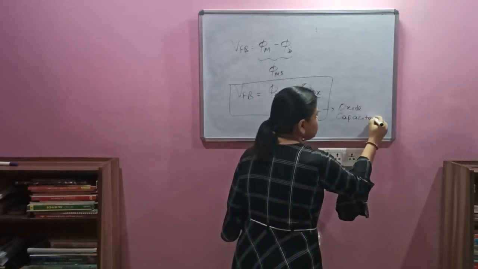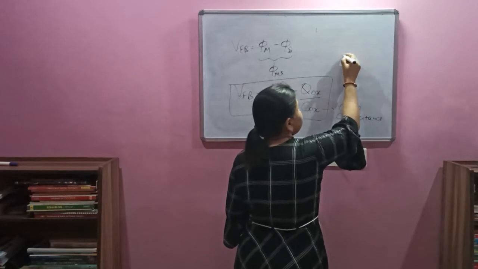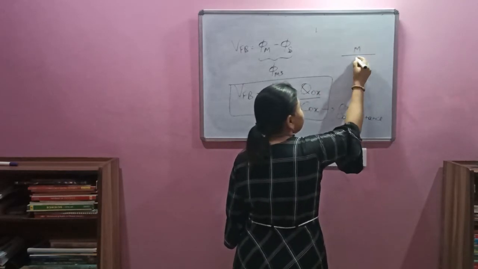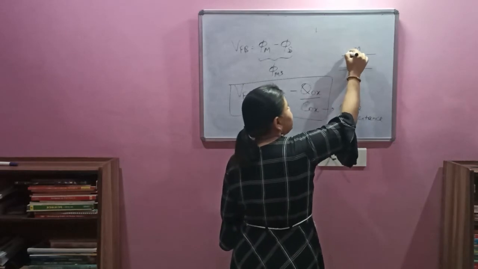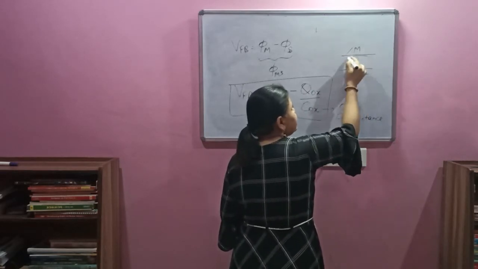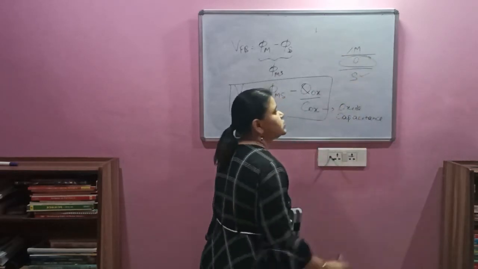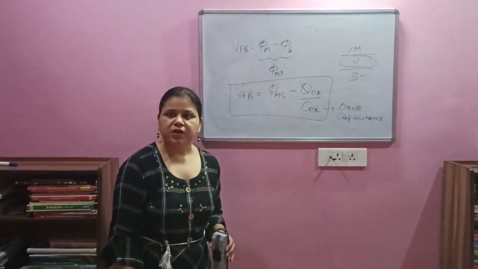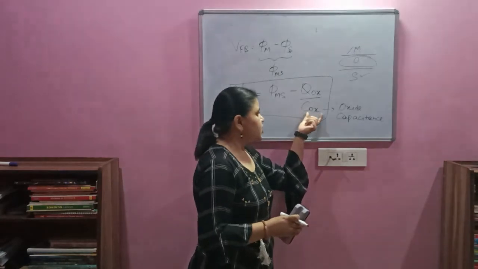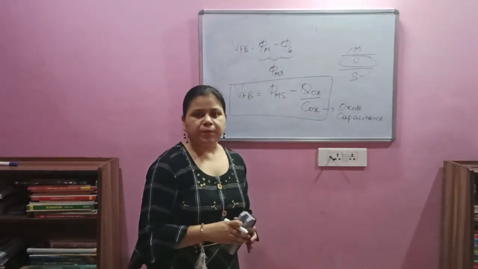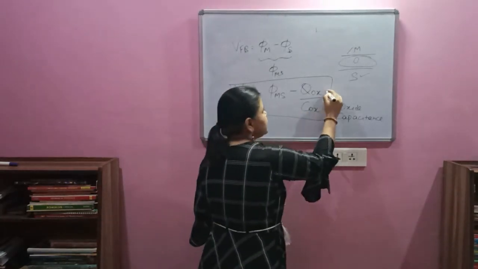Why does oxide capacitance come into the picture? Because we have this type of structure. This is a conducting layer, this is again a conducting layer, and in between we have an oxide which is working as a dielectric over here. So a capacitor-type structure is formed, and hence there will be a significant oxide capacitance over here, and this is an oxide charge.